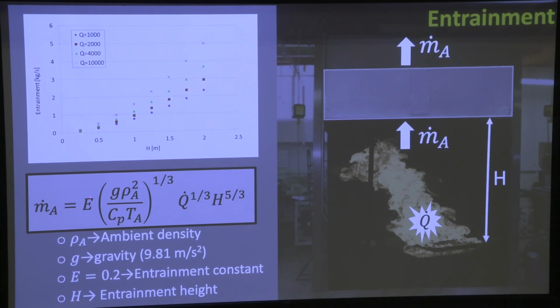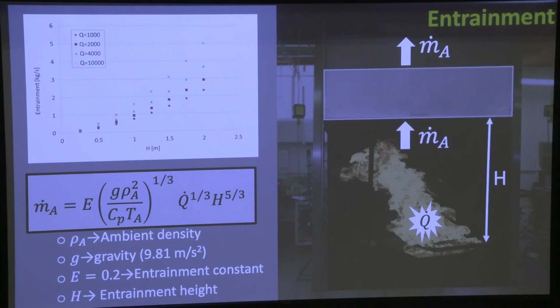And what is the empirical correlation? I make all the data collapse to find the value of E. Okay? So in essence, instead of putting H and Q here and mass of air entrainment, I'm going to put mass of air entrainment here, and in here, I'm going to put Q to the 1/3, H to the 5/3. And what that does, it collapses all the data into a straight line. Okay? And the slope of the straight line becomes E, and that's the empirical correlation. Okay? So now I have my mass of air entrainment as a function of the heat release rate and the height of the smoke layer.